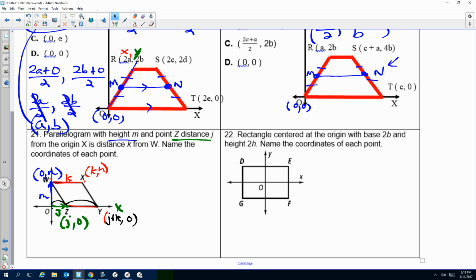So last one, we know this is at the origin. This base is 2b. So that means what would each side be? If you said b and b, you're absolutely right. But we know this direction is positive, this direction is negative, okay? And then it says the height, that would be our height here. This whole thing has a height of 2h. So see if you can come up with the ordered pair for this last one, okay?